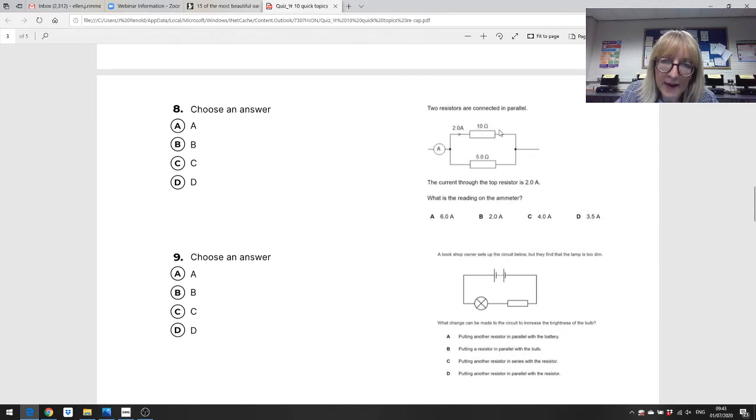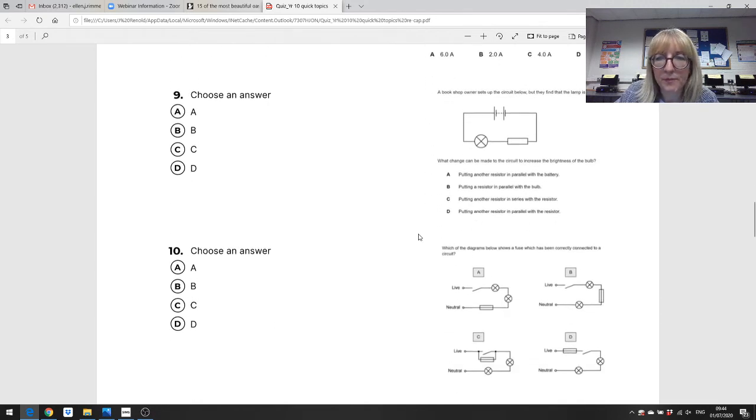Well, if that's 10 ohms and that's 2 amps, and this is 5 ohms, this has half the resistance of that. If this has half the resistance, it should have double the current. So the current here should be 4 amps. If that's 2 and that's 4, that must be 6. So the answer to question 8 is A, 6 amps.